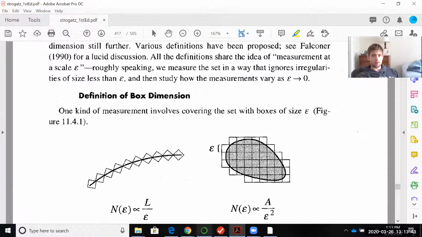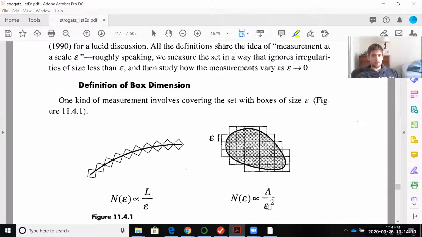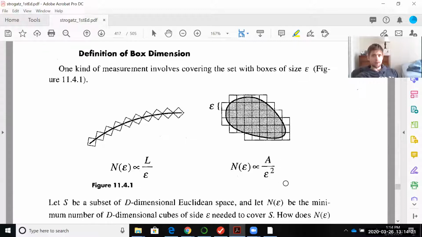If it's a 2-dimensional object, how many boxes of size epsilon squared do I need? It will scale with the area: take the area divided by epsilon squared, and that will be the number of boxes. So the number of boxes scales with 1 over epsilon squared. A line will scale with 1 over epsilon to the first power. An area will scale with 1 over epsilon squared.